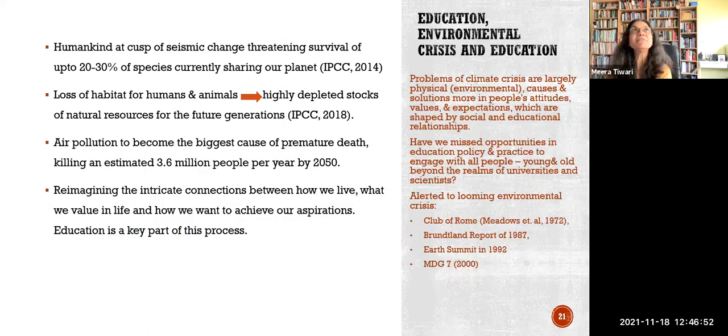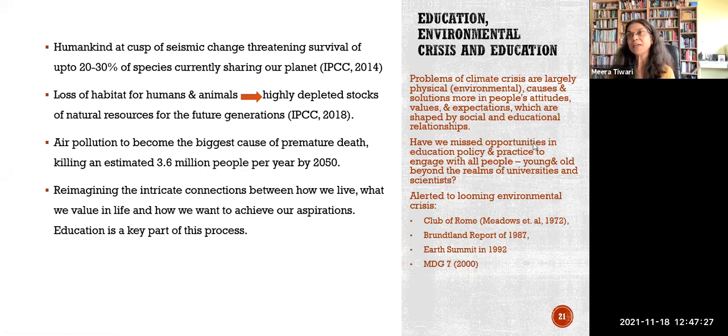So the driver for this chapter really was to draw attention to the relationships between education, environmental volatilities, and actually it should be sustainability. Sorry about the typo. So trying to get this relation and capture the state of play, where we are, what has happened in the last maybe 30, 40 years, etc. So that was the driver.